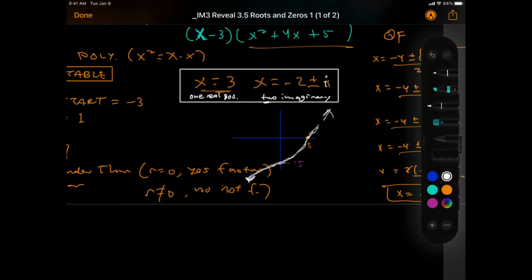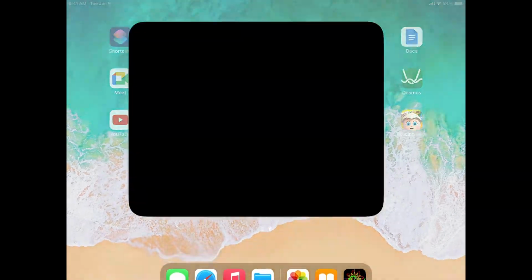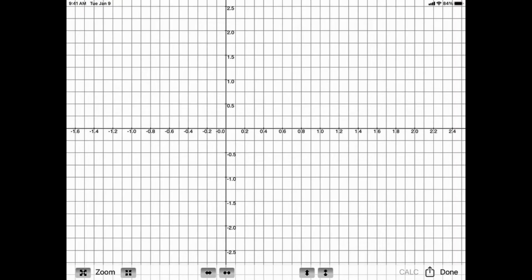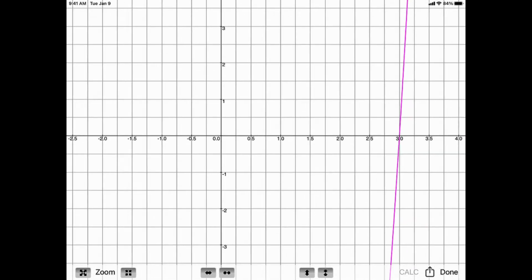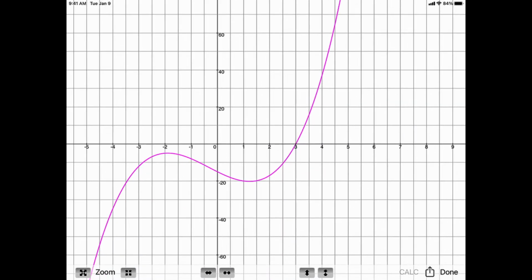So let's go back to our graphing calculator and see if we have the rough sketch. You can just press graph here. And I can pinch it. And there you go. So we kind of knew that it was going to go through x equals 3, a shoot through, multiplicity of 1. And then the y-intercept there is negative 15.